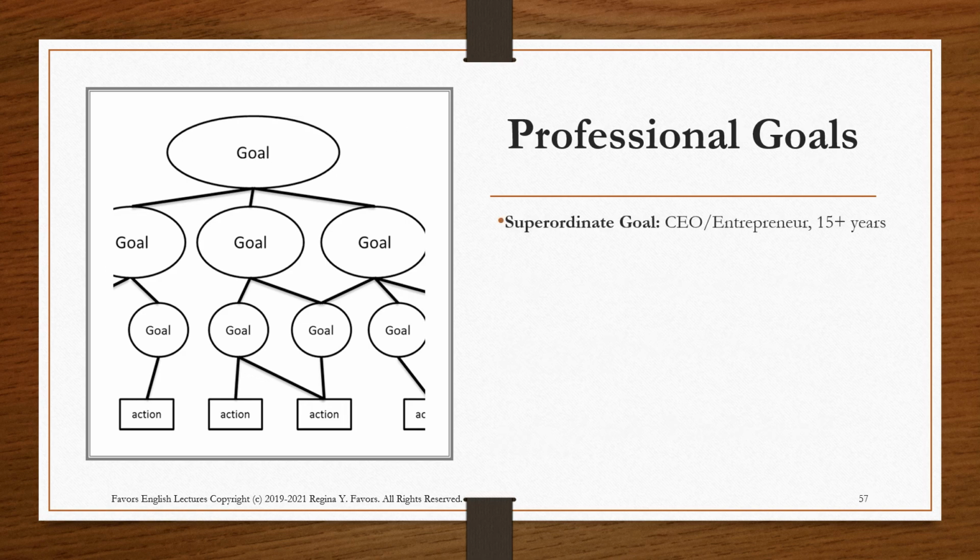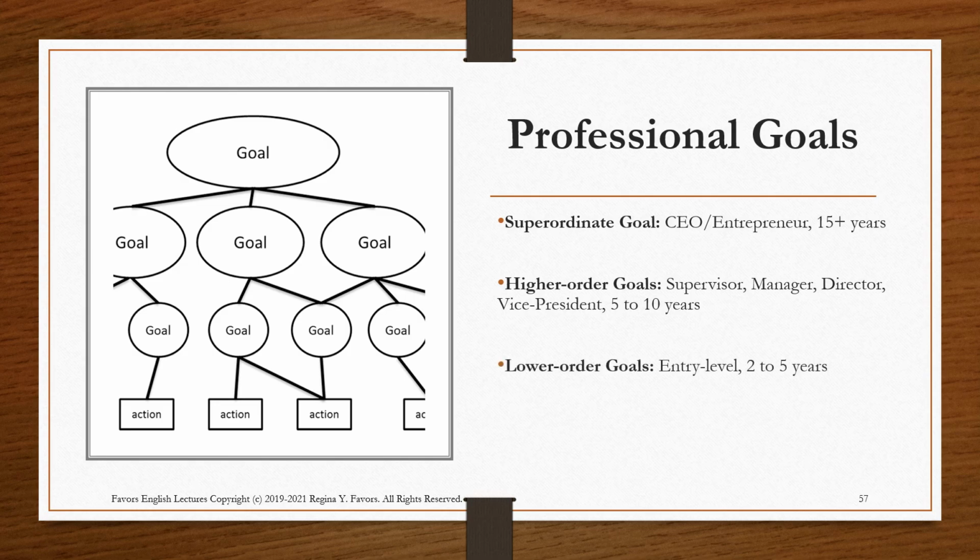So the dominant goal is to become a CEO entrepreneur, 15 plus years. And that's at year 15. So then the higher order goal will be supervisor, manager, director, vice president, 5 to 10 years. The lower order goal would be any entry level, 2 to 5 years. And then the actions, of course, would be the degree you have already achieved, and then job application. So it's kind of funky here, but your actions here would be you applying for jobs.